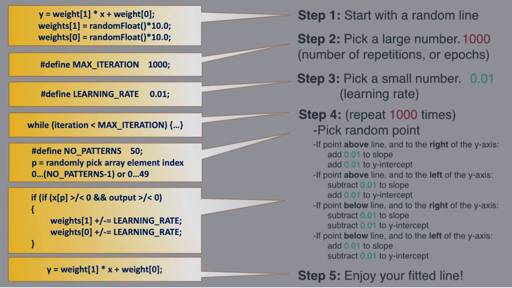Step 5. At end of 1000 iterations, the final coefficients weight 1 and weight 0 will be the coefficients of the line of best fit.